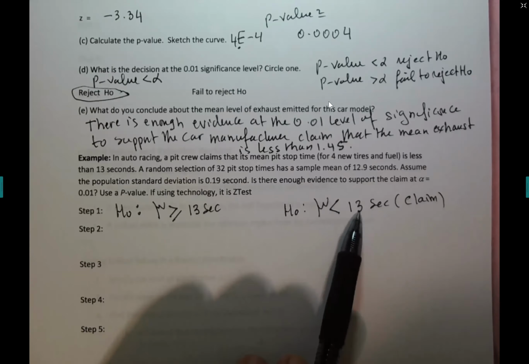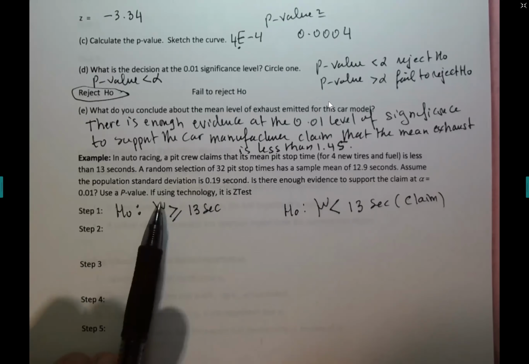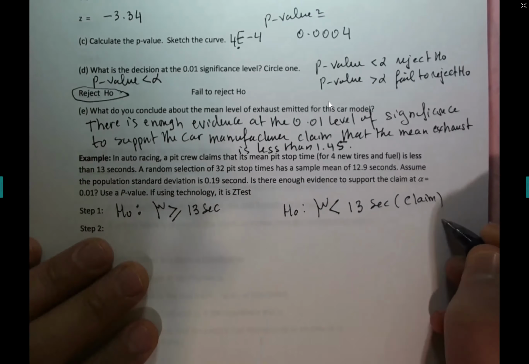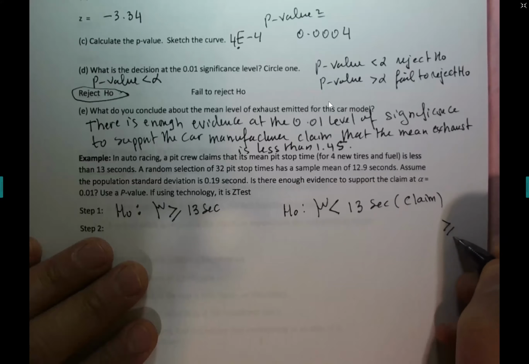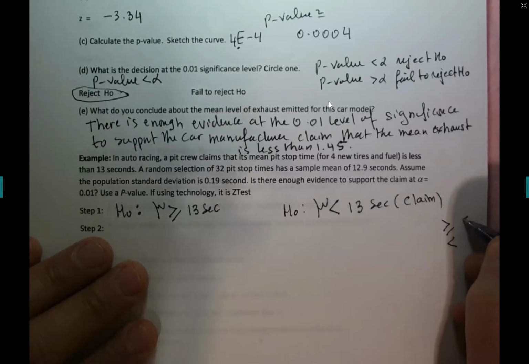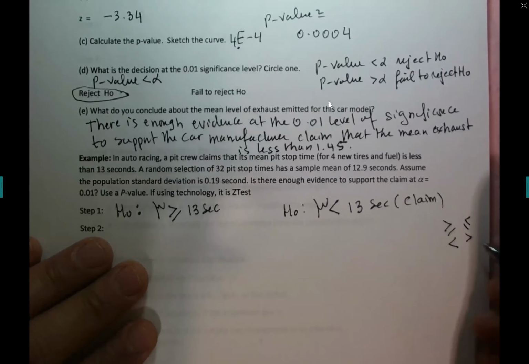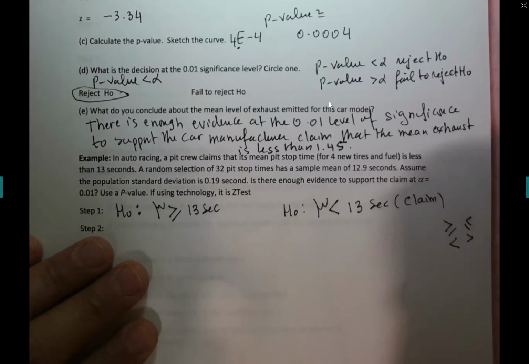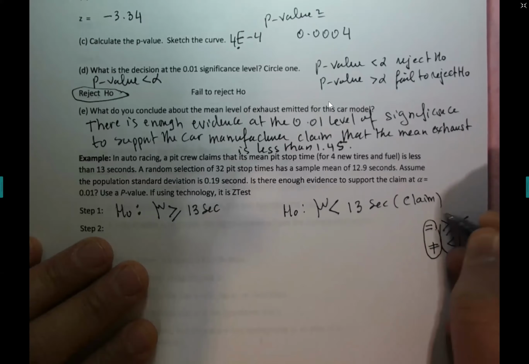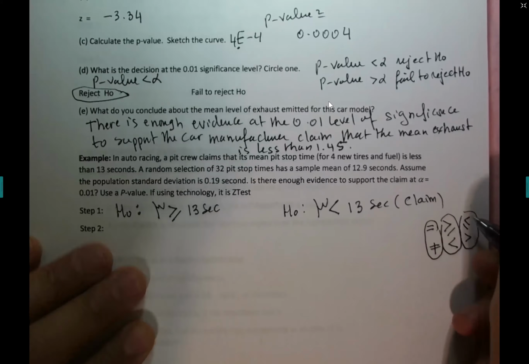Now, if this is less than 13, the other one should be greater than. Remember what I did before. If you have this in the H0, you should have this in HA. If you have this one in H0, you should have that in HA. And if you have an equal here, you should have not equal. Guys, these come in together always.